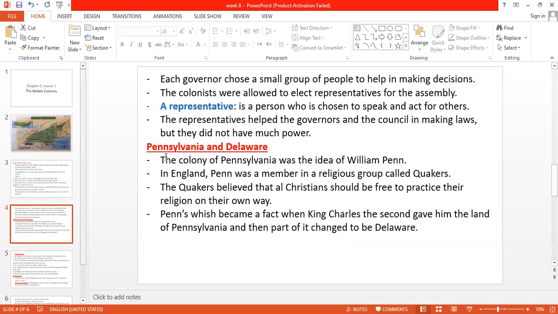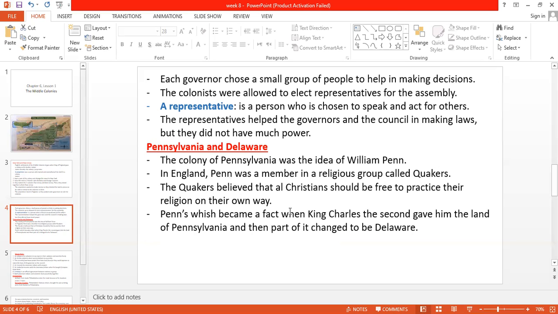Now let's move to Pennsylvania and Delaware. Listen, guys, the colony of Pennsylvania was the idea of William Penn. Who is William Penn? William Penn in England was a member of a religious group called the Quakers. This is a religious group. You know that all Quaker members wanted the Christians to practice their religion freely. And finally, King Charles II of England gave the colony of Pennsylvania to William Penn.